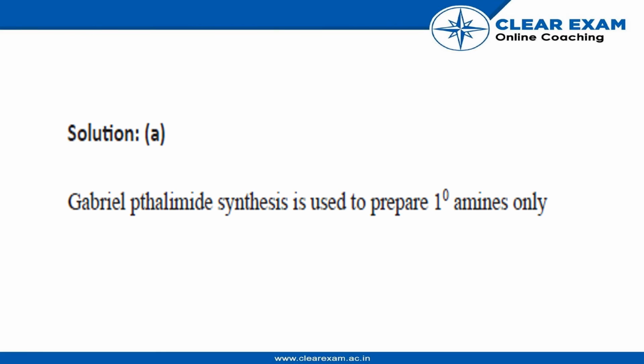Now we know that the Gabriel synthesis is used to prepare only primary amines, that is 1-degree amines, and amongst the given options triethylamine cannot be a primary amine, and out of the rest three options, neopentylamine, N-butylamine and tertiary butylamine, neopentylamine and tertiary butylamine are hindered amines, so the only option that we are left with is option A, and that is our solution.